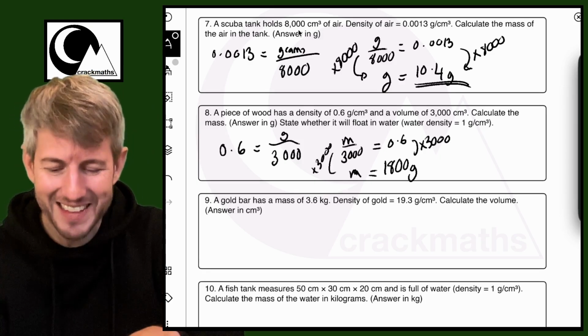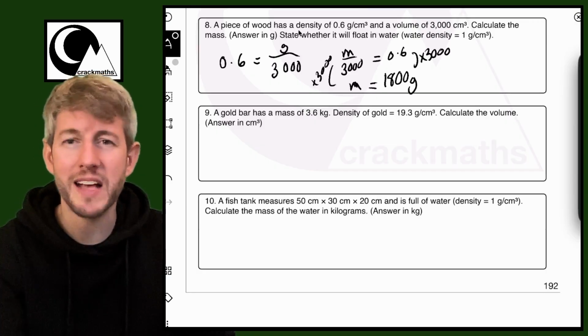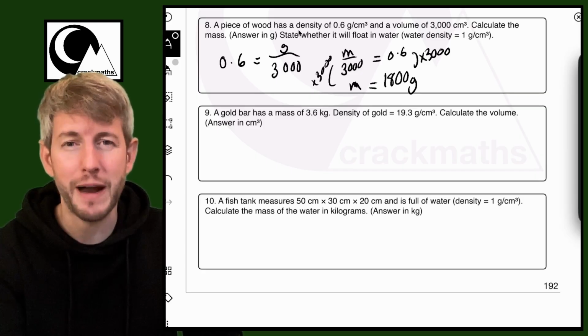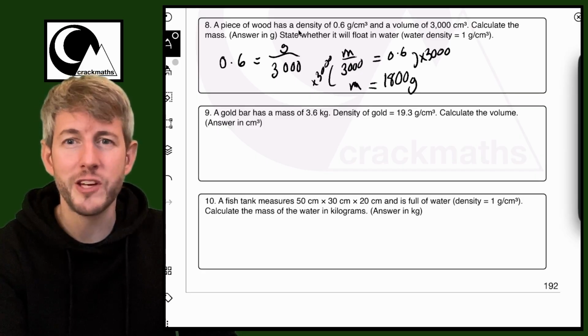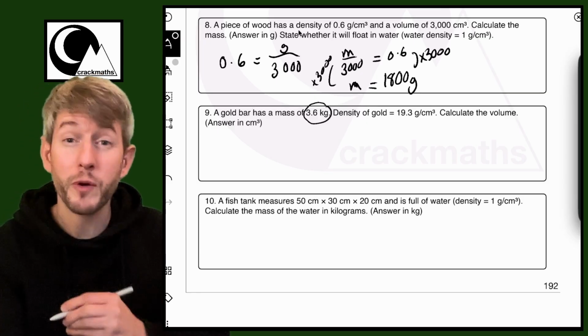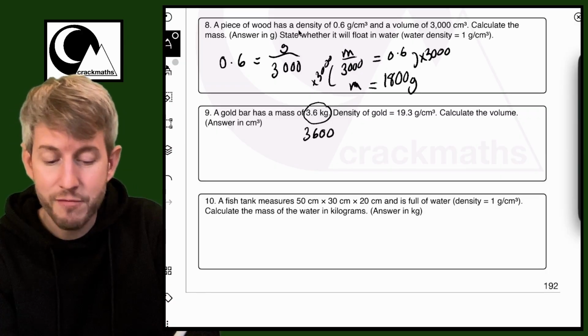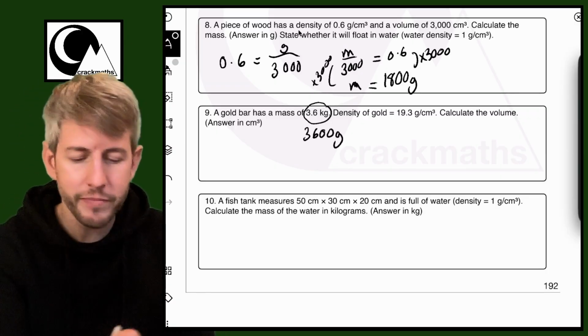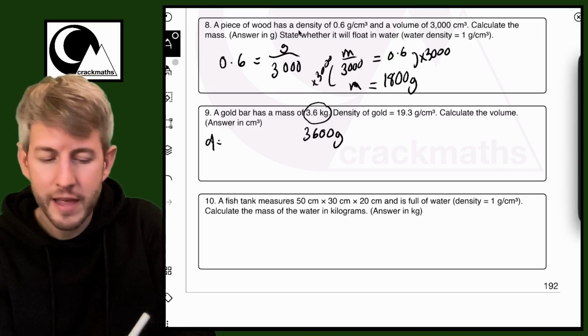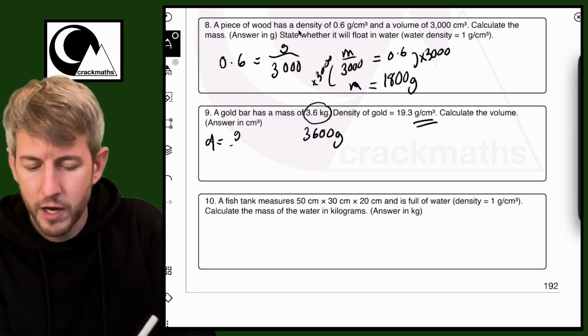Right, let's have a look at question 9. A gold bar has a mass of 3.6 kilograms. The density of gold is 19.3 grams per centimetre cubed. Calculate the volume. Answer in centimetres cubed. Okay, so we've got a bit of a trick here. 3.6 kilograms, we need to turn that into grams. So we times that by 1,000, so that's 3,600 grams. Remember the key is always in the units, grams over centimetre cubed.